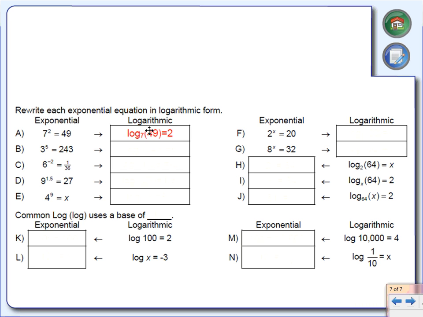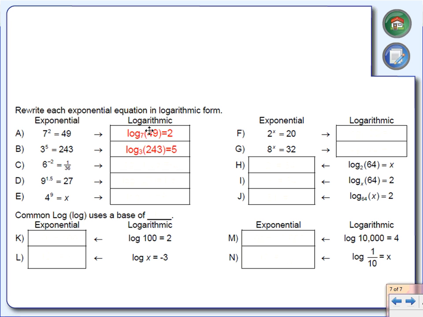All right, let's do the next one, B. We already wrote down log. What is the little number we're going to put on the bottom right-hand corner of our g? What's the base? 3. Now we need the number that goes inside the parentheses. That's called the argument. What goes inside the parentheses? 243. Good. Equals the exponent. What's our exponent? 5. Therefore, you end up with this thing right here. So again, how do you read that? Base 3 of 243. There it is. Log base 3 of 243 equals 5.